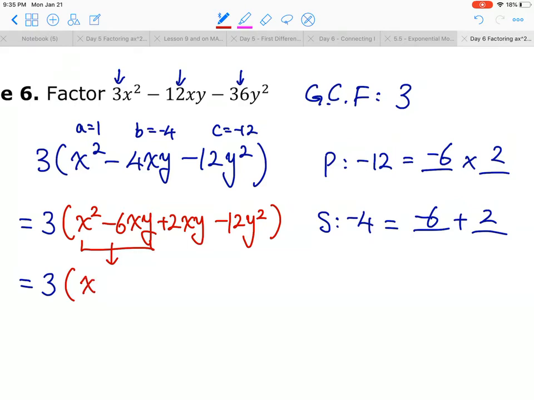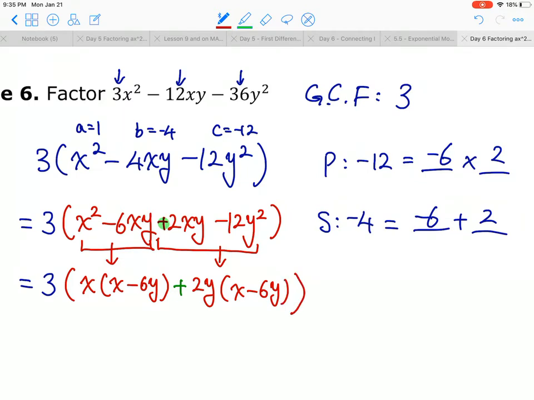So again, you pair these two up. So x is the common factor, and then it will be x minus 6y. Now since this is plus over there, you start off with a plus and then do the same thing. So see that I included that plus as part of the second pair. So then it will be 2y. So it will be x minus then 6y again.